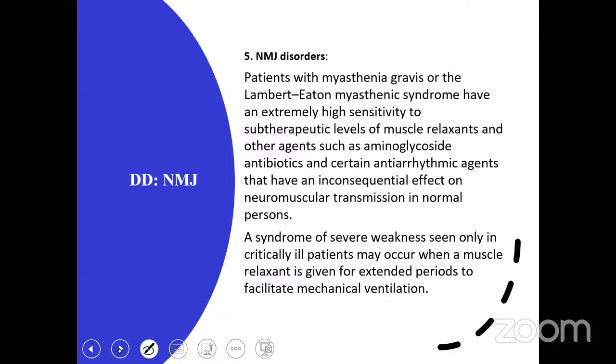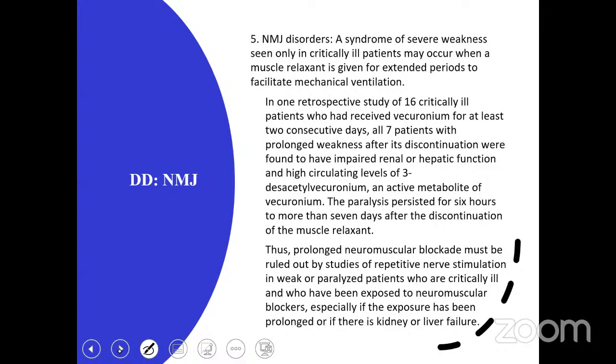So, a syndrome of severe weakness seen only in critically ill patients may occur when a muscle relaxant is given for an extended period of time to facilitate mechanical ventilation. This we often see in our ICUs. In one retrospective study of 16 critically ill patients who had received vecuronium for at least 2 consecutive days, all 7 patients with prolonged weakness after its discontinuation were found to have impaired renal or hepatic function and high circulating levels of 3-desacetyl vecuronium, an active metabolite of vecuronium. So the paralysis persisted for 6 hours to more than 7 days after the discontinuation of the muscle relaxant.